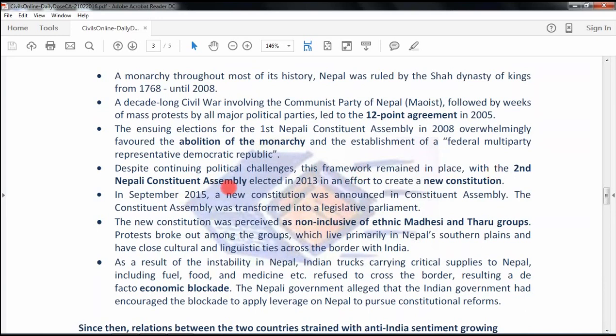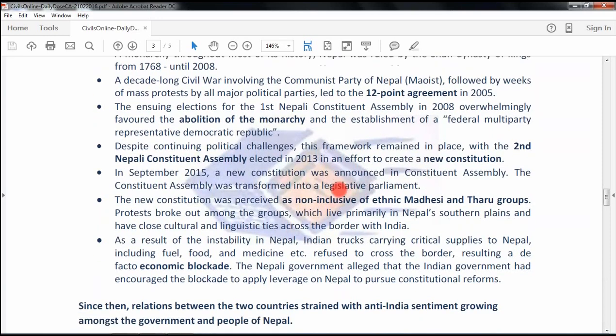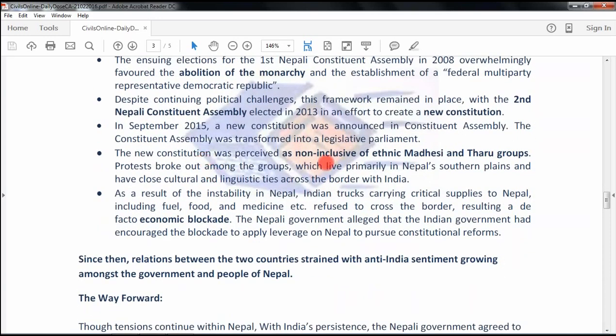But there was a second Nepali Constituent Assembly in 2013, and there were efforts to create a new constitution. In these few years, a new constitution needed to be designed again. In September 2015, a new constitution was announced in this Constituent Assembly, and the Constituent Assembly was transformed into a legislative parliament. But the new constitution was perceived as non-inclusive of ethnic Madheshi and Tharu groups. Protests broke out among these groups, which live primarily in Nepal's southern plains and have close cultural and linguistic ties across the border with India.